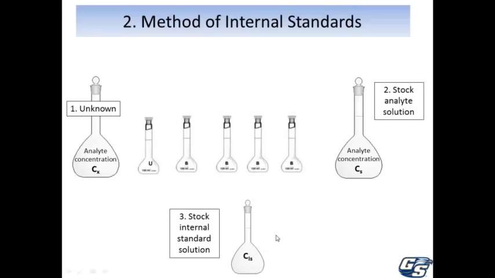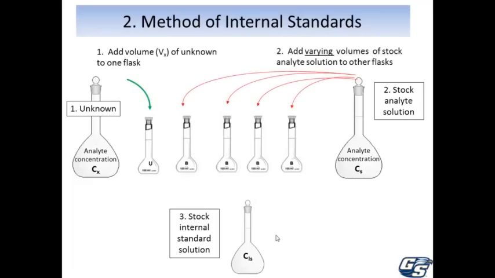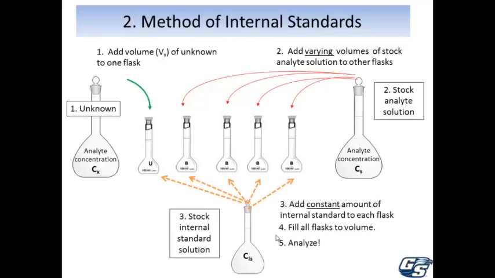Okay, so then you have the same set of flasks. Add some of the unknown to one flask, add the stock solution of the analyte in varying volumes to the other flasks. Well, this still, up until this point, looks a lot like the external standard method. Until now, when you add a constant amount of the internal standard to each flask, fill all the flasks to the volume and analyze it.